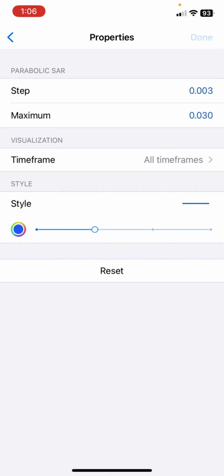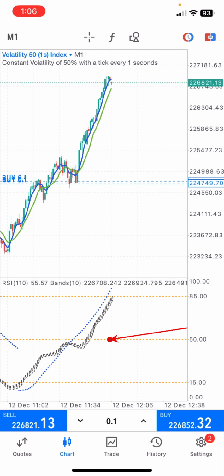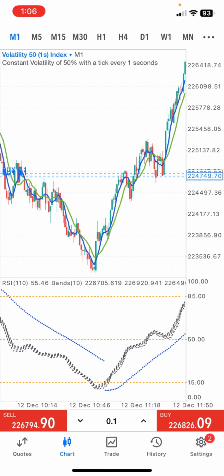I'm using the blue color, choosing the color of your choice. Now click on done, we set everything up. Now how do you make use of the strategy?